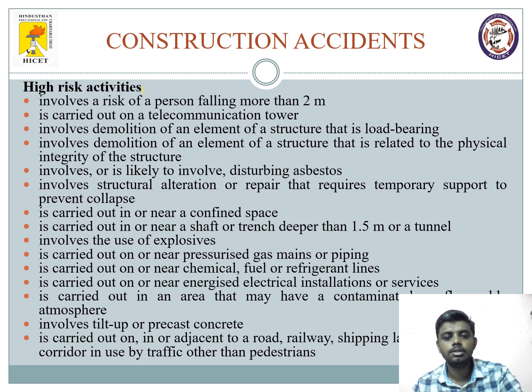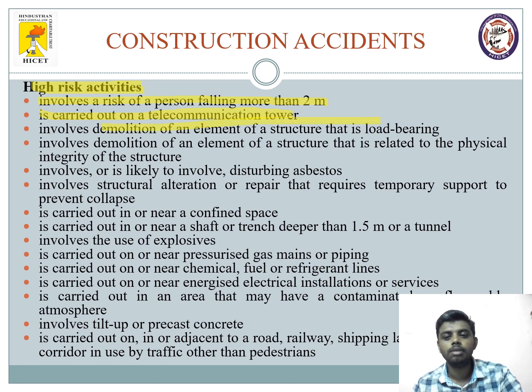Here in this slide, we will discuss the high risk activities that can lead to any kind of accidents on our construction site. Here it involves a risk of a person falling more than 2 meters. If a person is falling from a height of more than 2 meters, it is considered a very high risk activity, and proper protection equipment should be given to the workers, right? And when you are carrying out telecommunication tower works, whether repairing, renovating or constructing a new telecommunication tower, then that is a high risk activity.